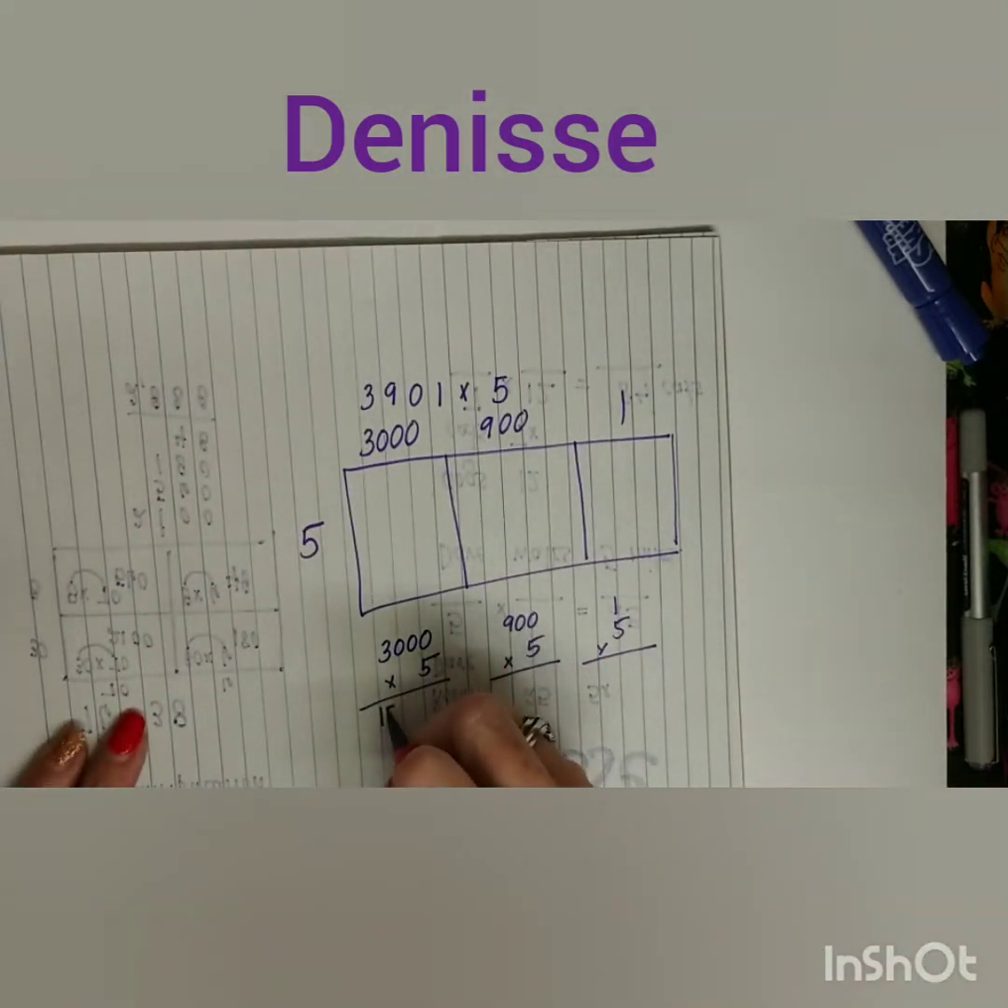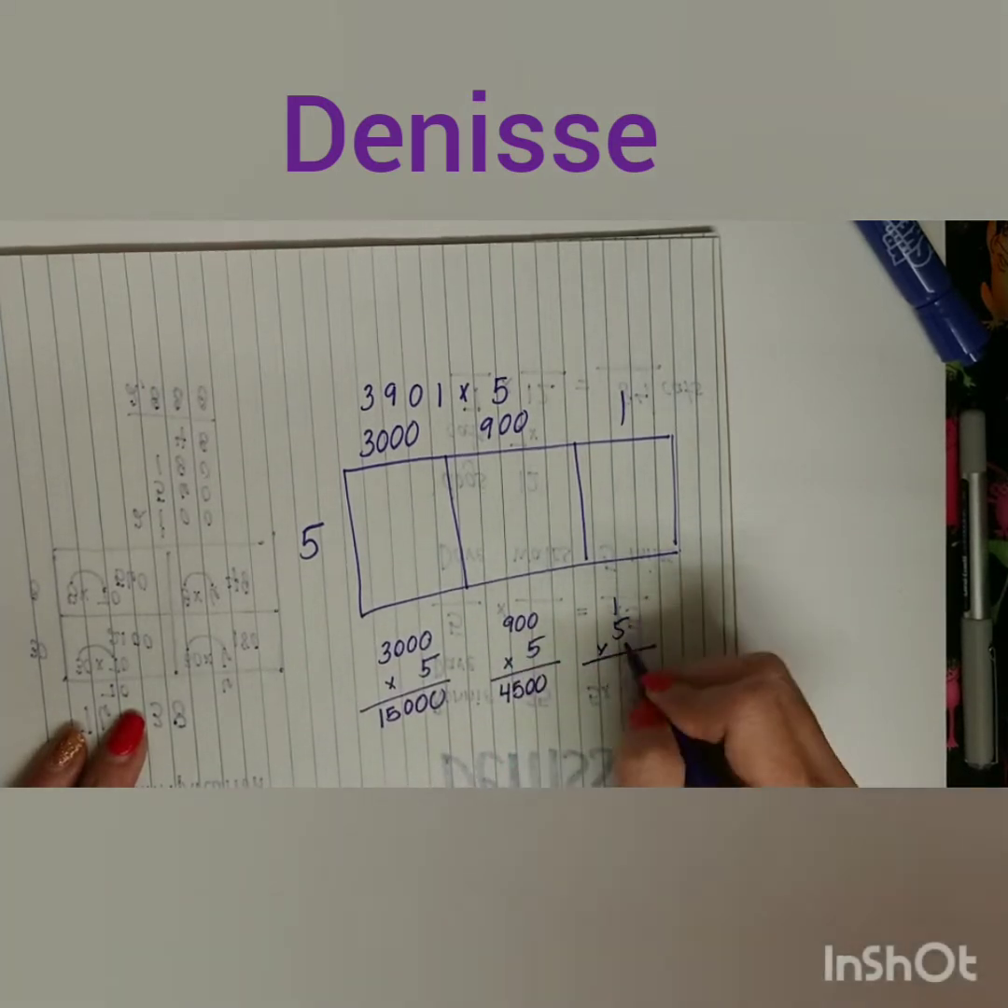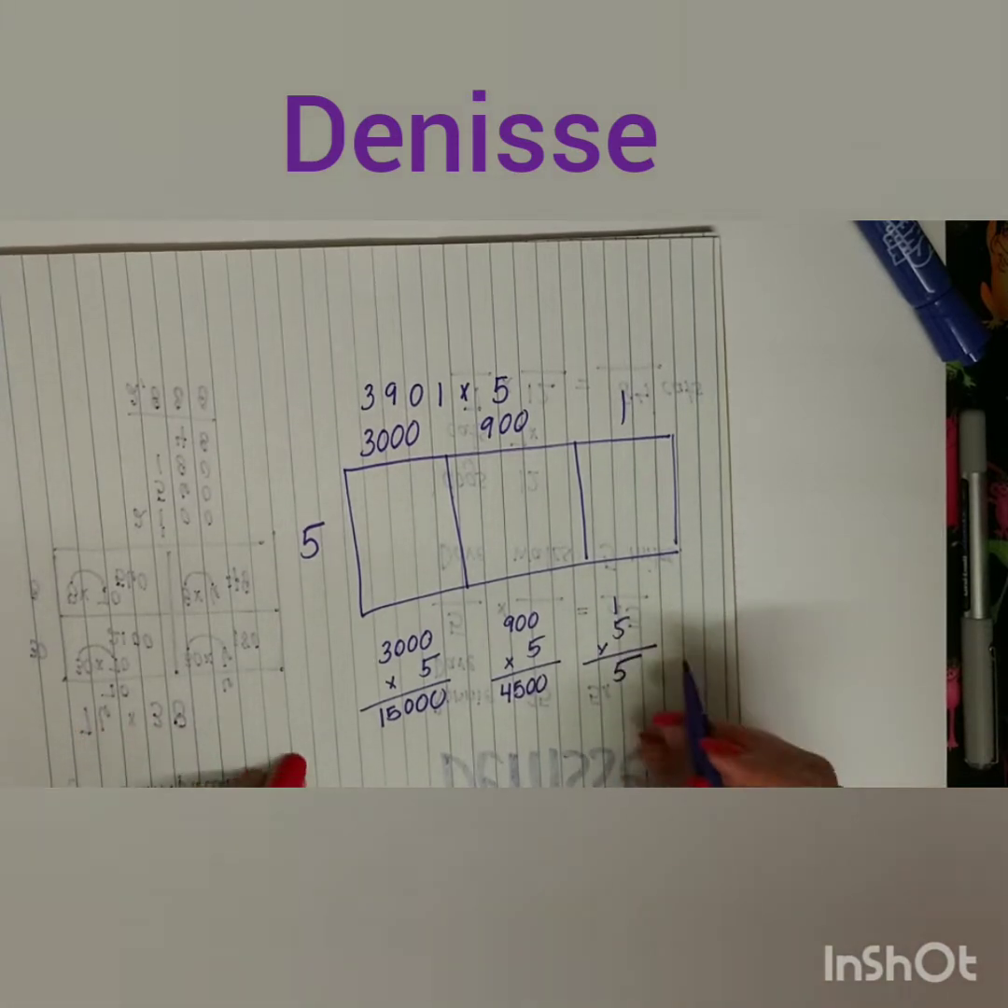3 times 5 is 15, and there's 1, 2, 3 zeros. 5 times 9 is 45, and there's 2 zeros. And then 5 times 1 is 5. And then I add them.